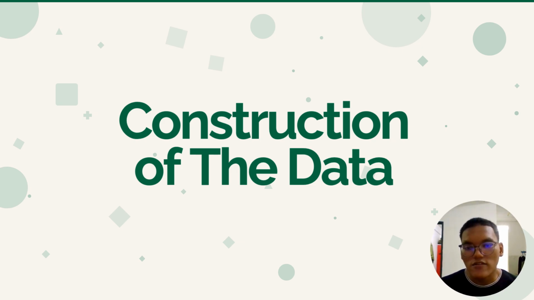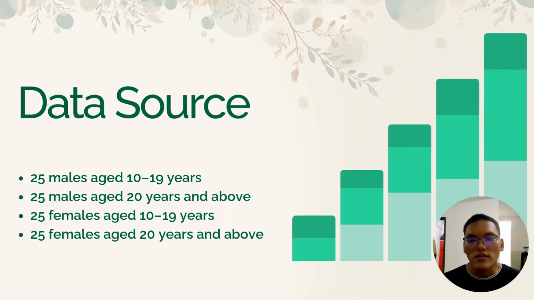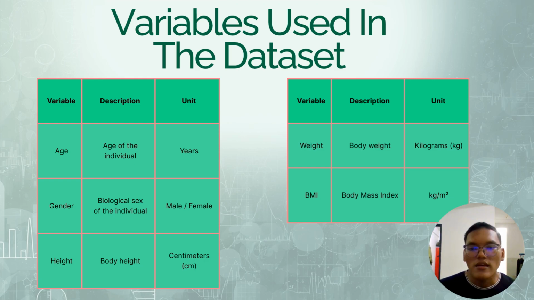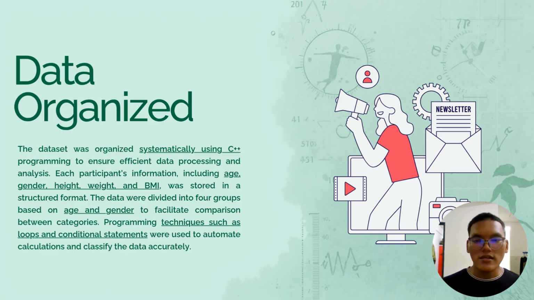Next is construction of the data. The data source for our project is 25 male aged 10 to 19 years and 25 male aged 20 years and above. Next is 25 female aged 10 to 19 years, and the last one is 25 female aged 20 years and above. There are 5 variables used in the data, which are age, gender, height, weight, and BMI. The data is organized systematically using a C++ program.